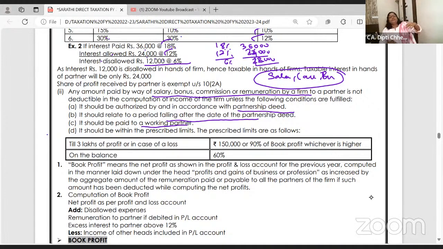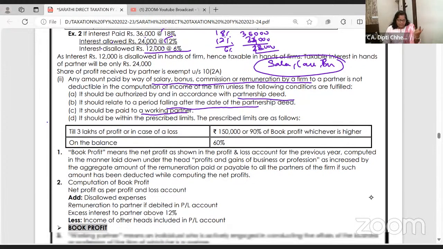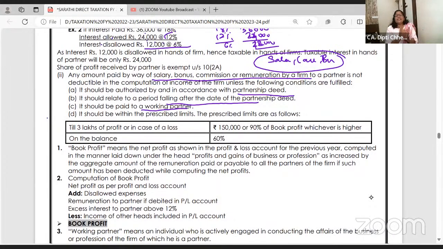So many times we have a sleeping or dormant partner who just puts in the capital. They never come. They are in Kolkata, we are in Hyderabad. As per the partnership deed, I am working. So am I eligible to get the salary, bonus, commission? Yes. How much? Remuneration paid to the working partner depends on book profit.